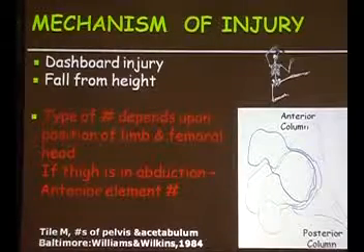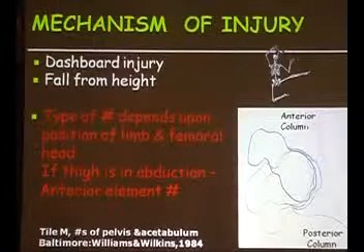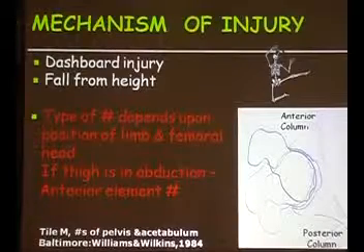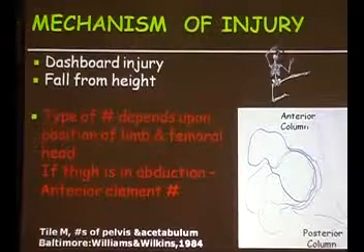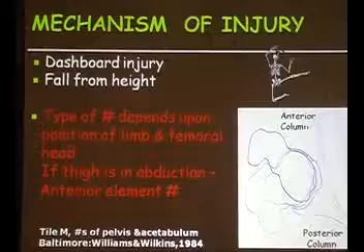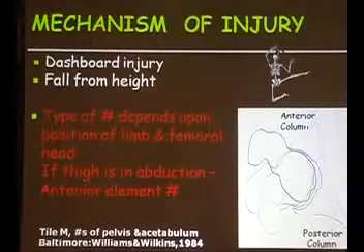So if you are sitting in a car like this and the bumper hits this area, it will go posteriorly. If you are sitting like this and the bumper hits this part of the knee, it will come out anteriorly. So it depends on the position in which you are sitting at the time of impact.